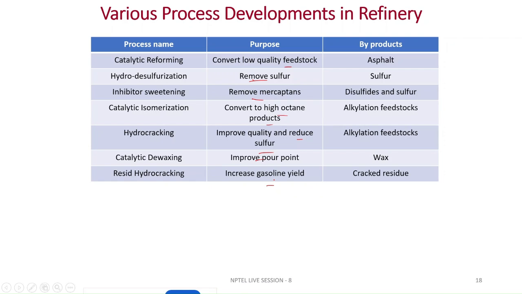So this gives the overview of what was the purpose of having each process included in the refinery. Throughout the decades it has evolved that much, and for maximum product recovery we are having this many chemical processes.